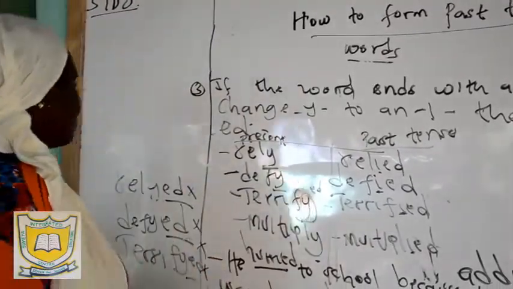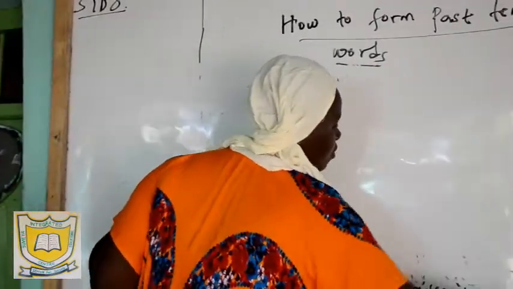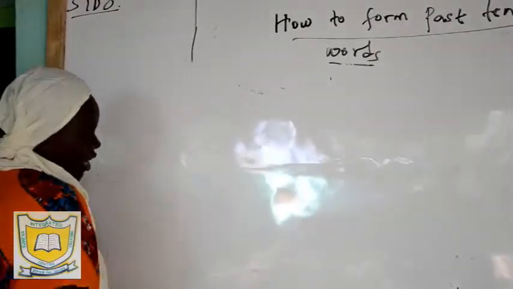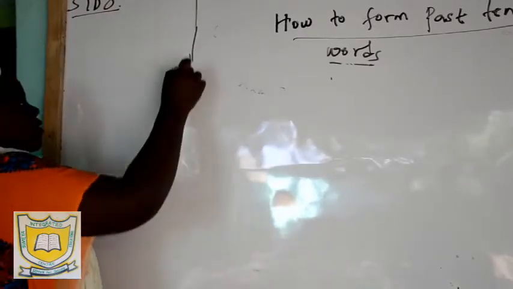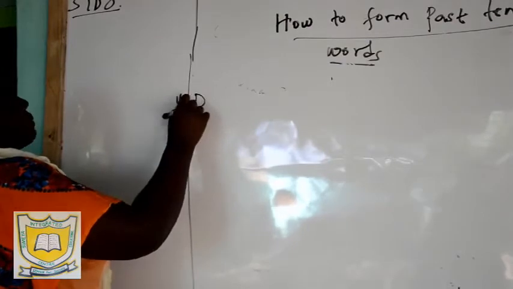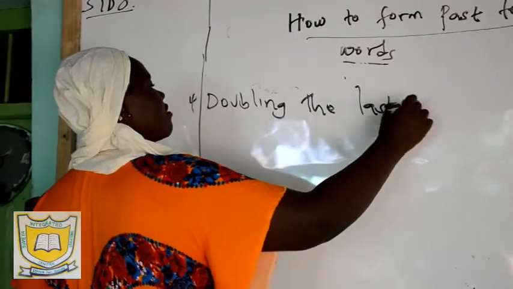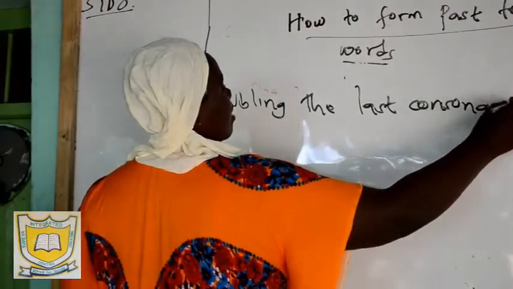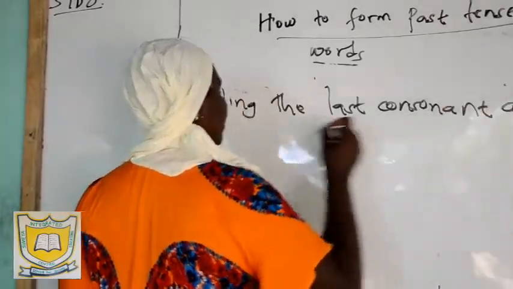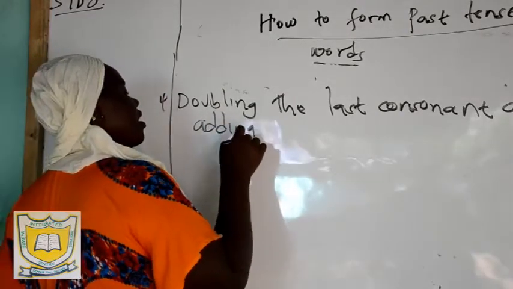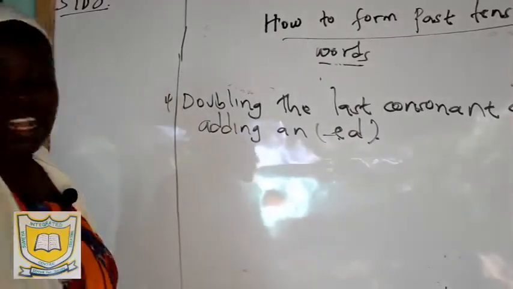Now, the final one we are going to talk about is how to form past tenses of words: doubling of the last consonant, and then adding an ED. So we have here number 4, doubling. We say doubling the last consonant and adding an ED. So you have that, doubling the last consonant and then adding an ED.